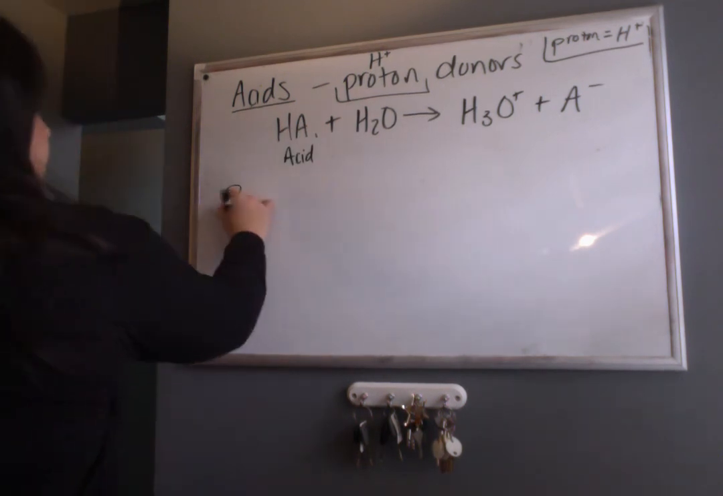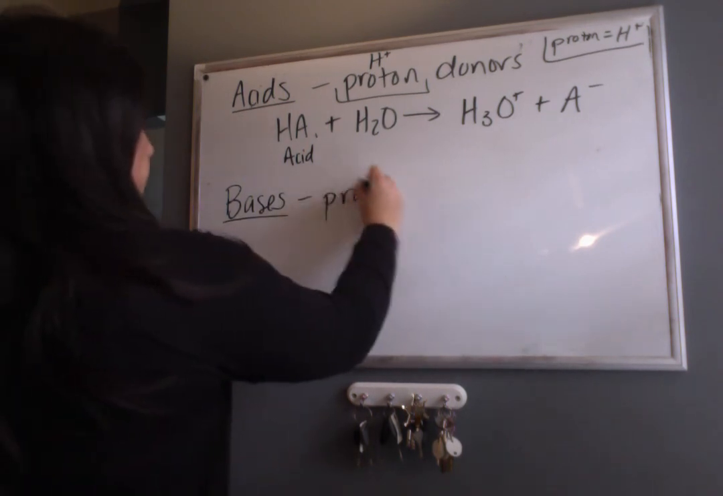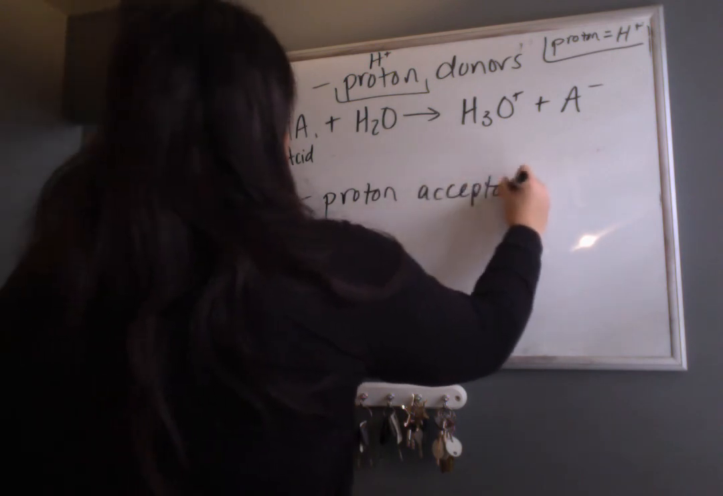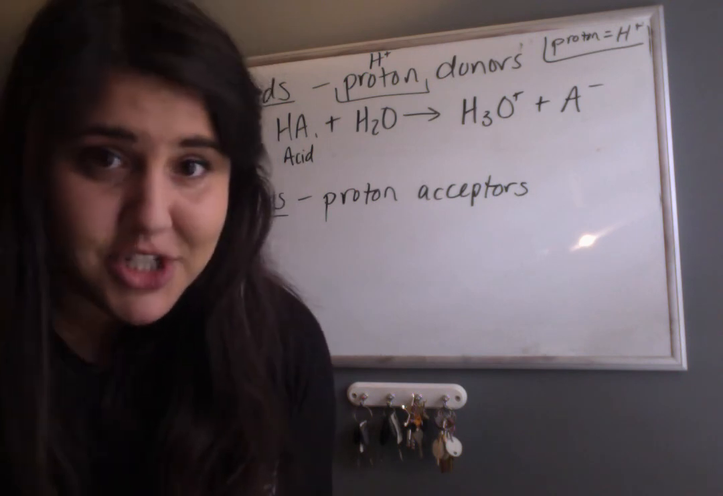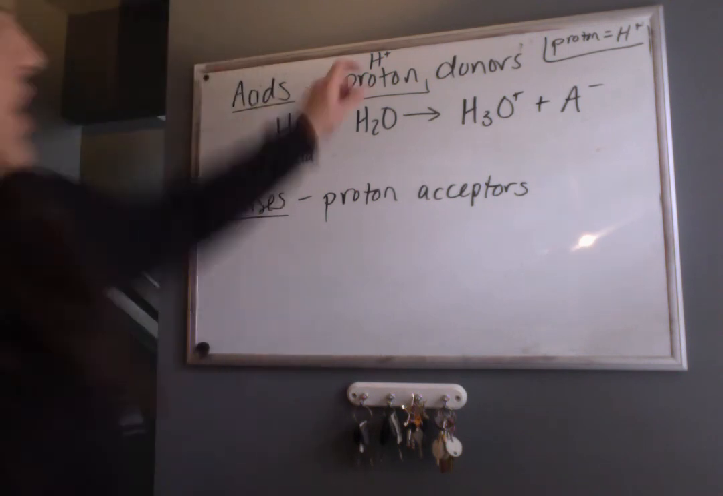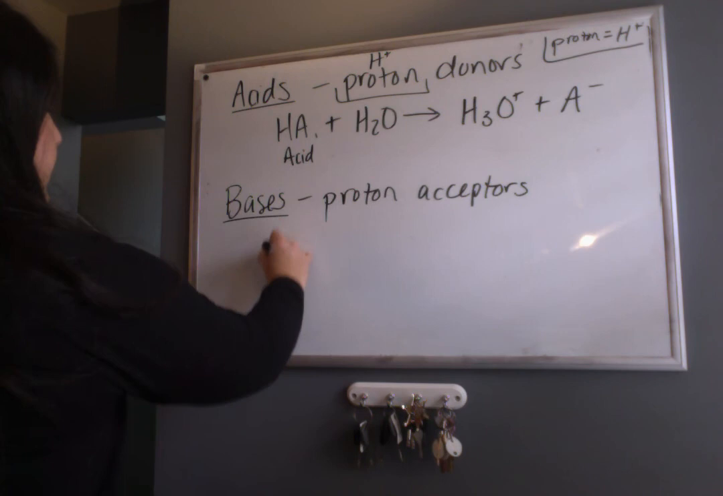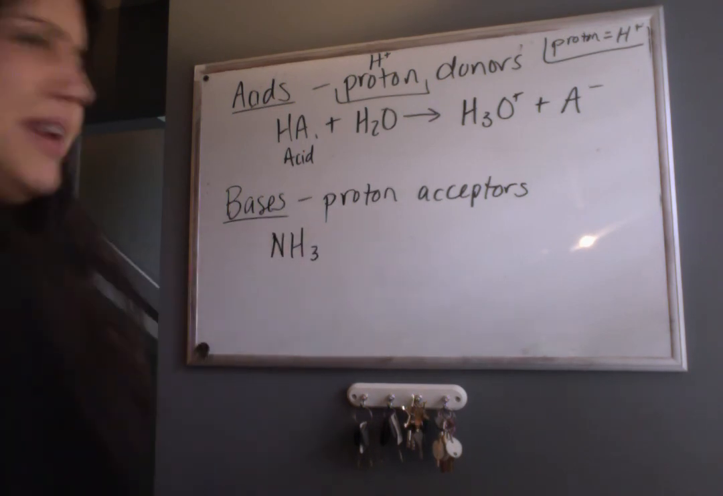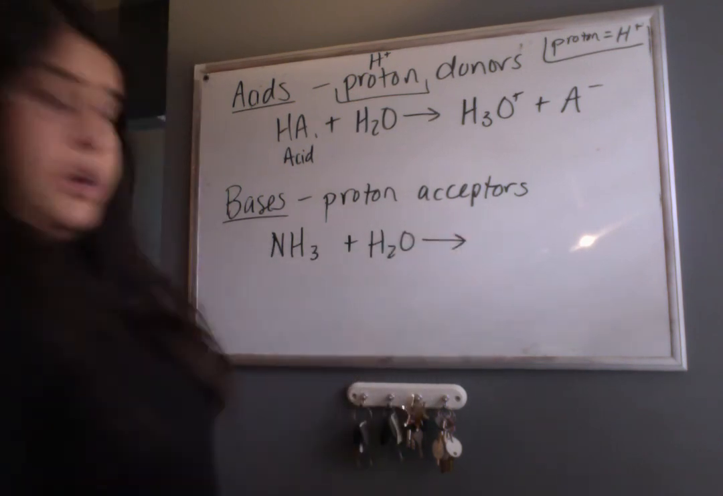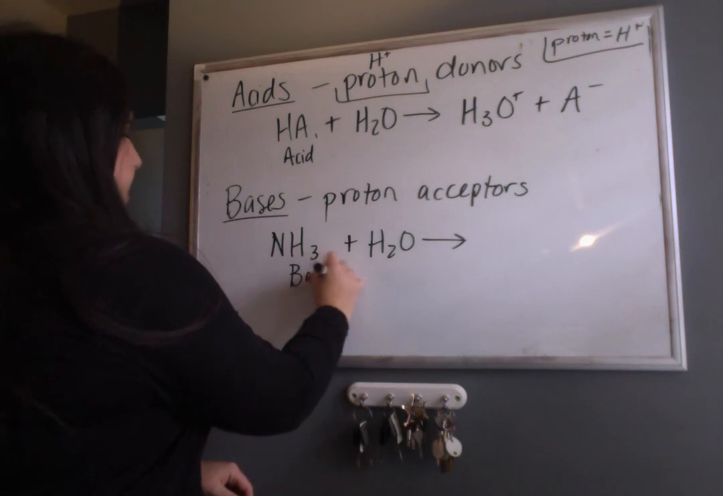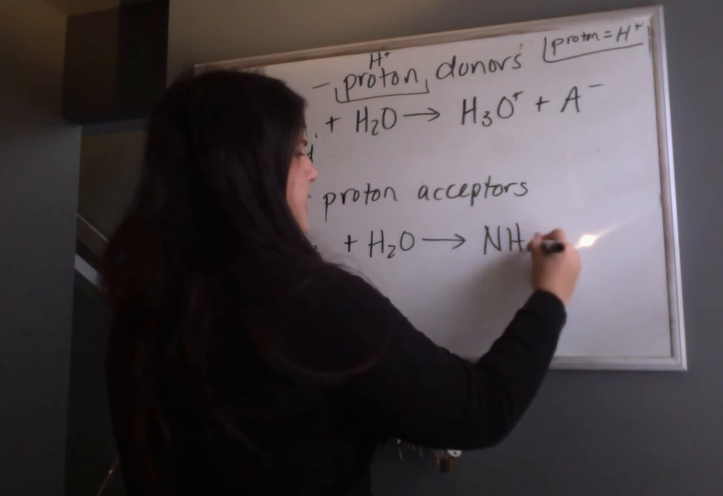Now, bases. The Bronsted-Lowry definition for bases is pretty simple too: proton acceptors. Acids donate protons, bases accept protons. So when I think of a base, say something like ammonia, and water, if I say that ammonia acts as a base, it's going to accept a proton, meaning in the end, I will form NH4+.